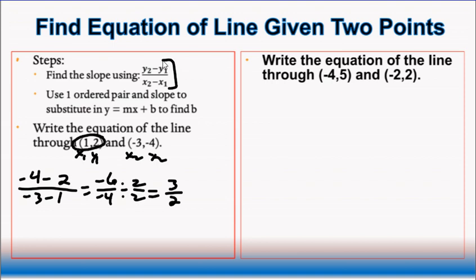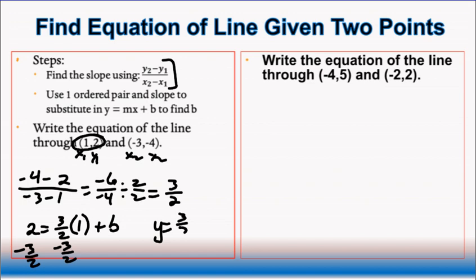And then I just pick a point to put in there. I'll just use this point. So my y is 2 equals 3 halves, my x is 1, plus b. So 3 halves times 1 is 3 halves. So I'm going to subtract 3 halves on both sides to find my b. 2 minus 3 halves, or 2 minus 1.5, is 0.5. So my equation would be y equals my slope of 3 halves x plus half. And that would be our equation for that line that goes through those 2 points.